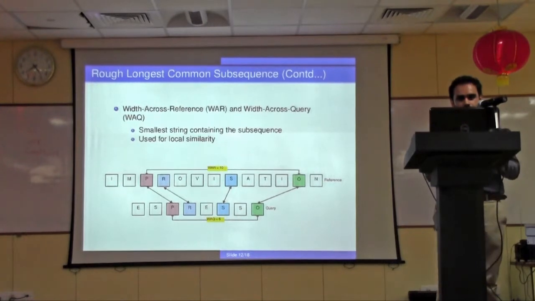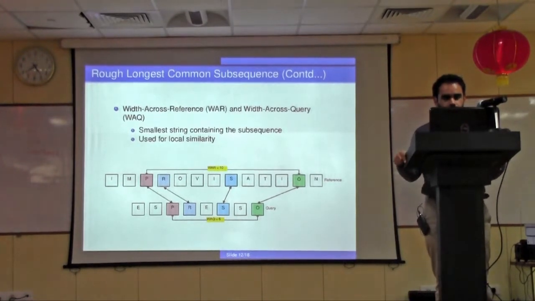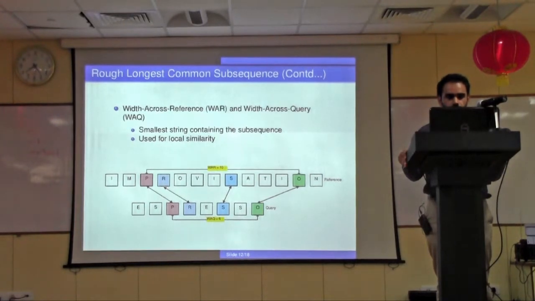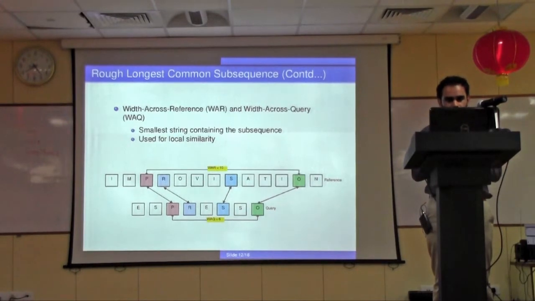As I said, rough longest common subsequence takes local similarity into account, and the widths across reference and across query are responsible for that. These are the smallest strings containing the subsequence. Here the subsequence is PRSO, and the smallest substring in the query is PRESSO, which is of length 6. So that is our width across query. Similar is the case with width across reference.